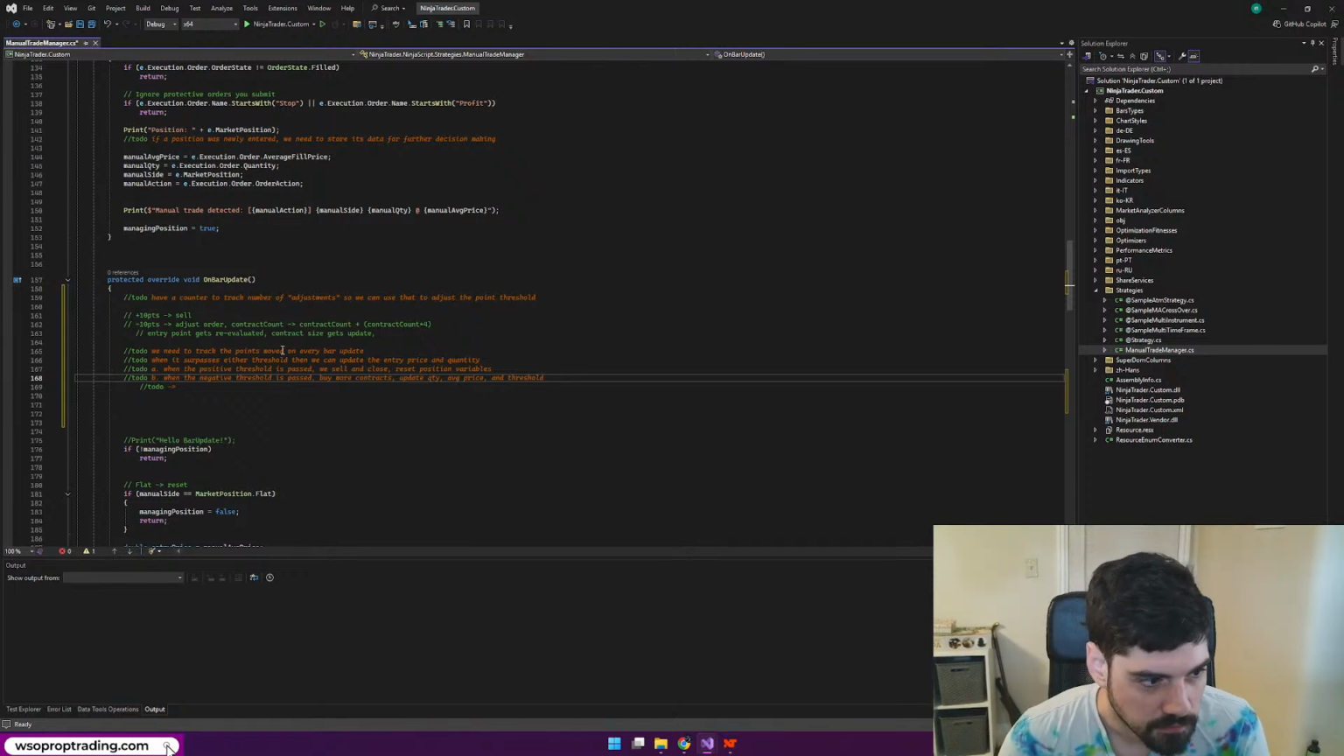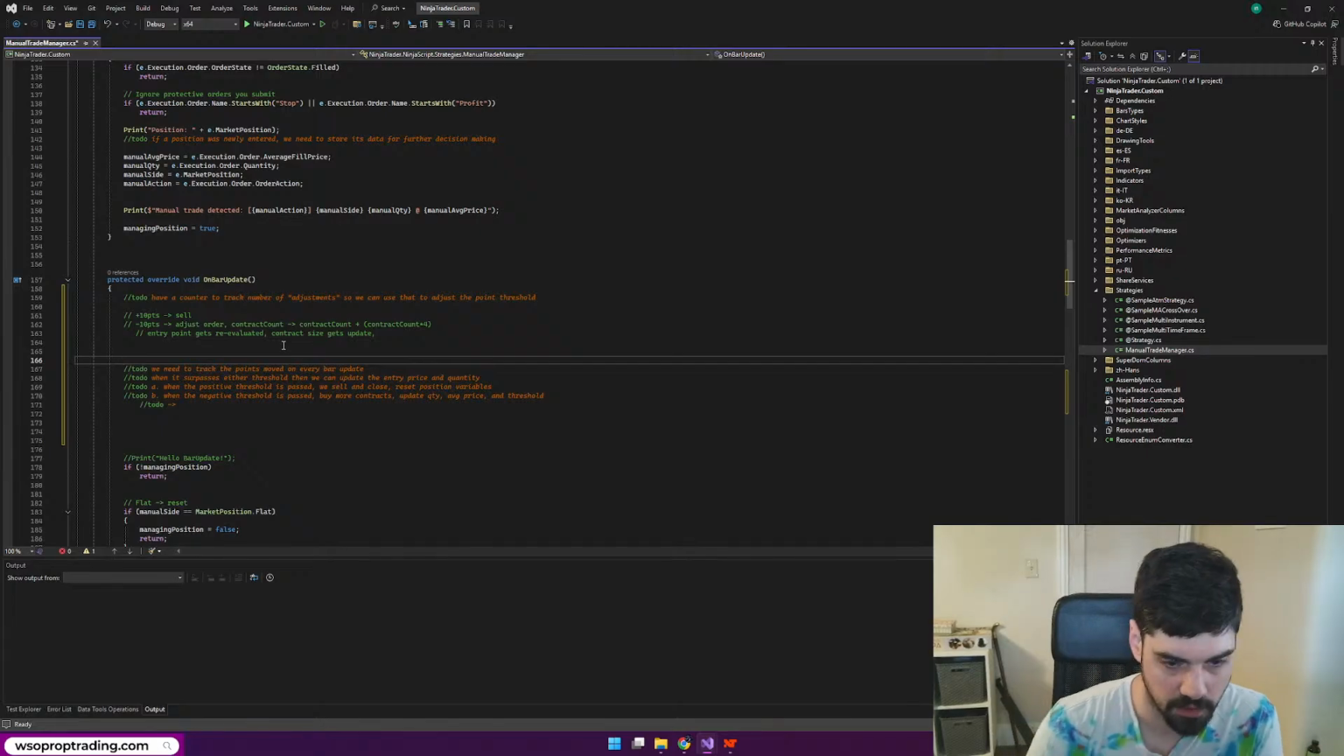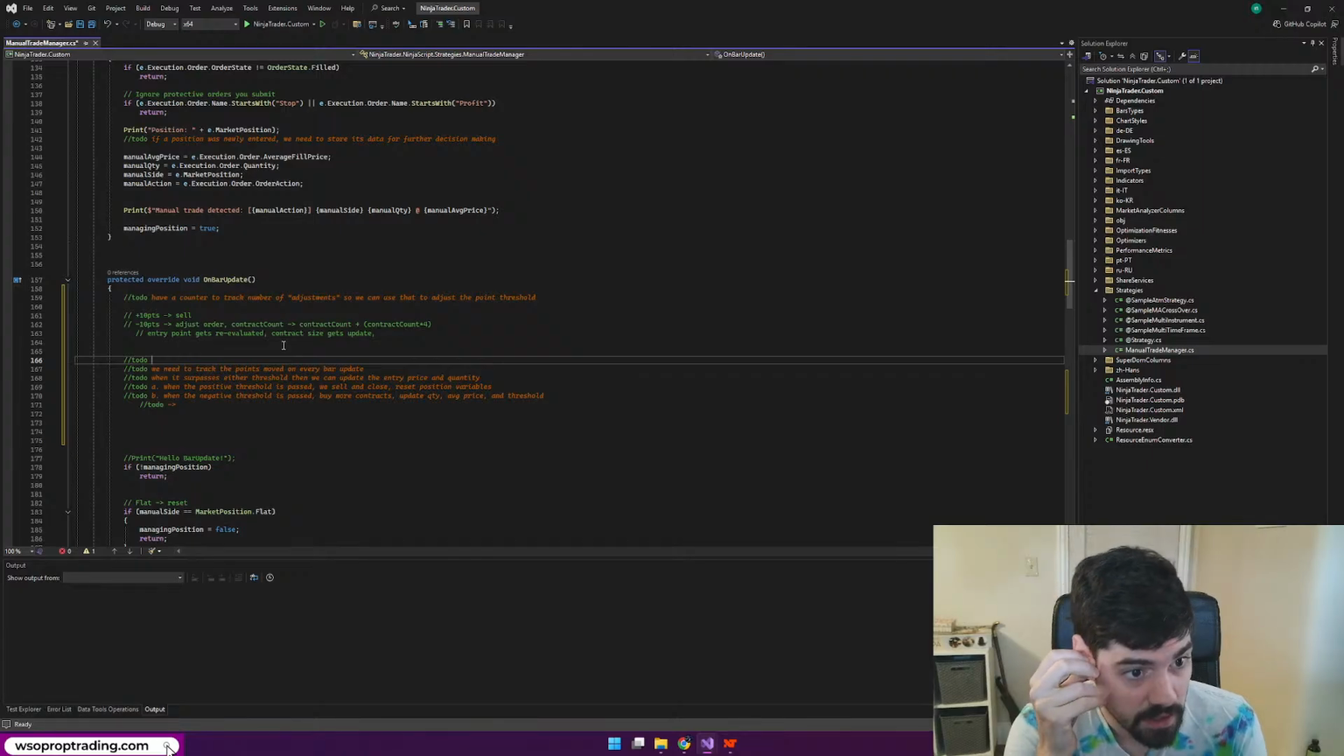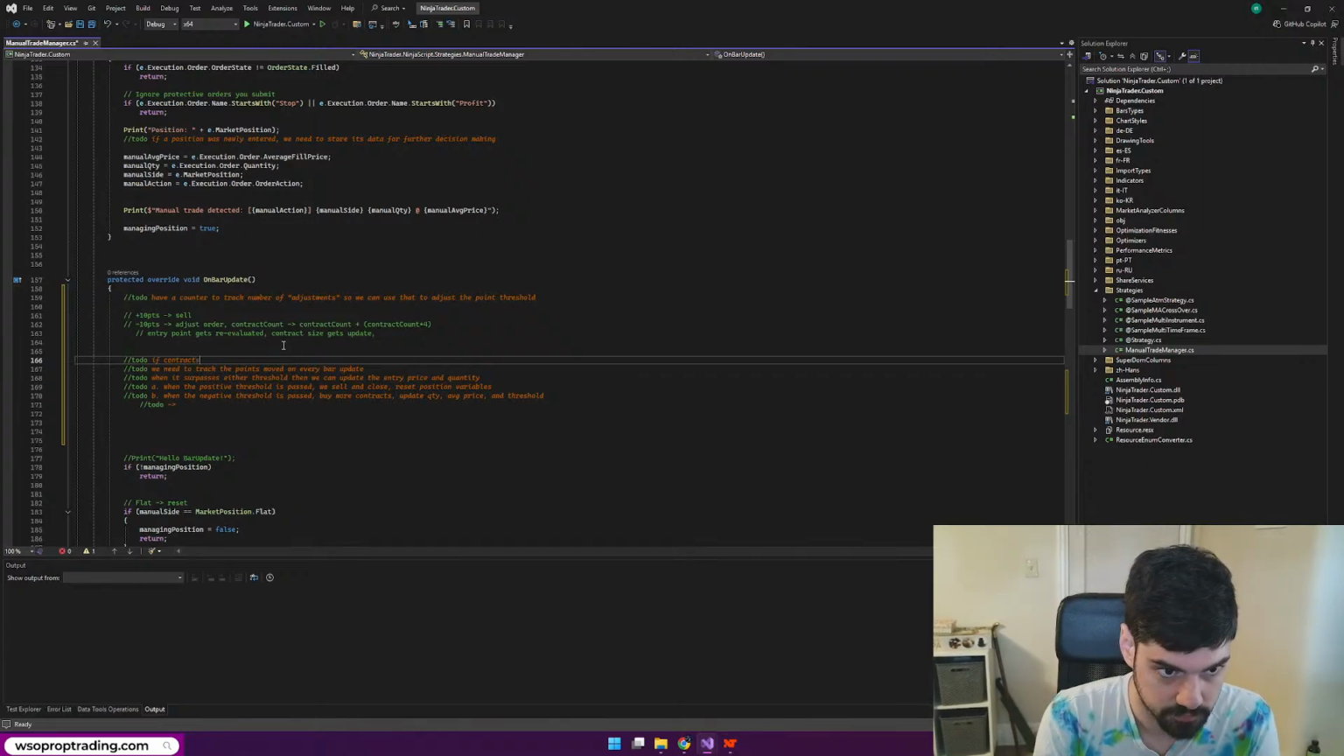Alright, I think in the very beginning of on-bar update, we just have a fail-safe type of thing where it's like, if the contract size is too big and the points are X negative, I don't know how much yet, just close. So it's going to be the very first check, right?